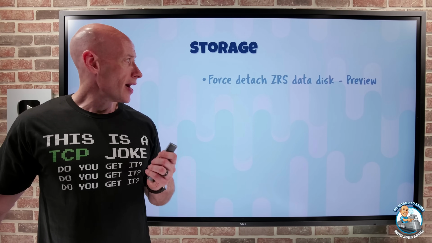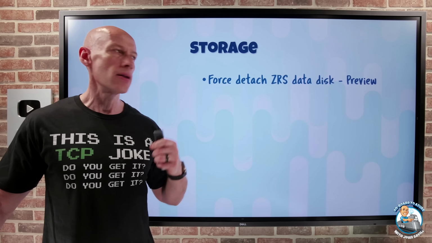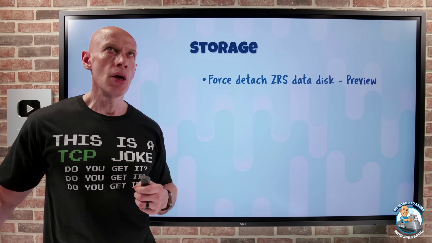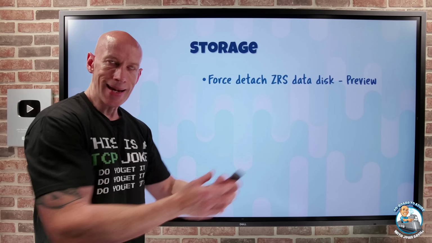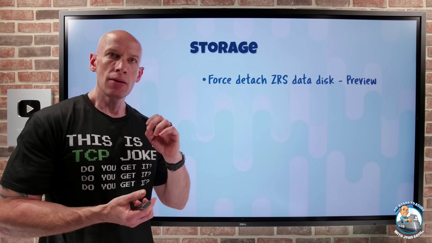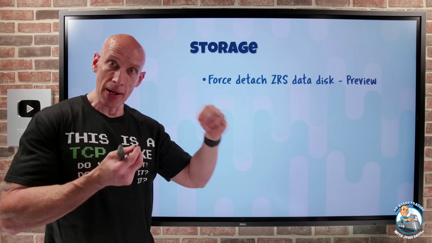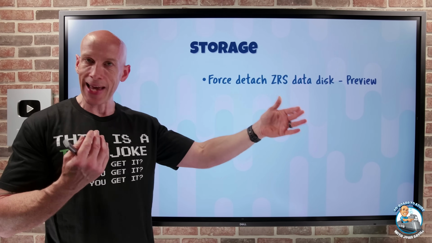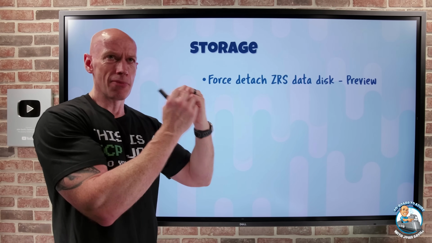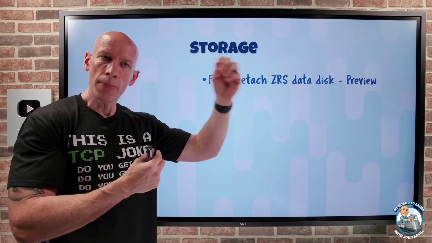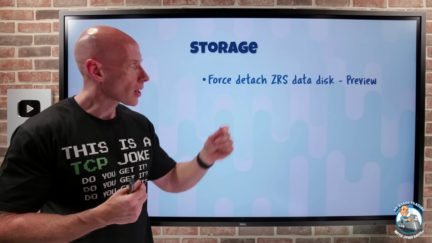On the storage side, so force detach for my zone redundant data disk is in preview. So consider the scenario. I have a ZRS data disk, and that has its copies of data, the 3 copies distributed over the 3 availability zones that are available in that region for my subscription. So it's highly durable. An entire facility or multiple facilities could fail, and my data is still there. So I get this massive number of 9s for the durability.